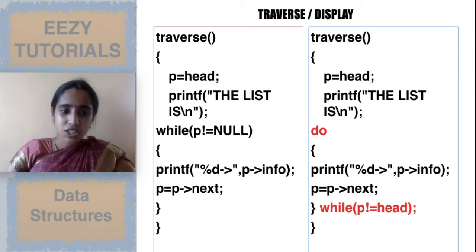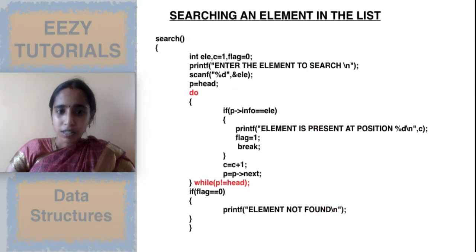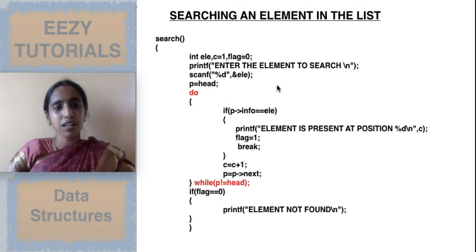For search, it is the same search code as that of the linear linked list, but instead of the while statement, you have to write a do while statement. This is the only change. So you can visit searching an element in the linear linked list, and then if you make this change, instead of while you make it do while, your search will run perfectly.